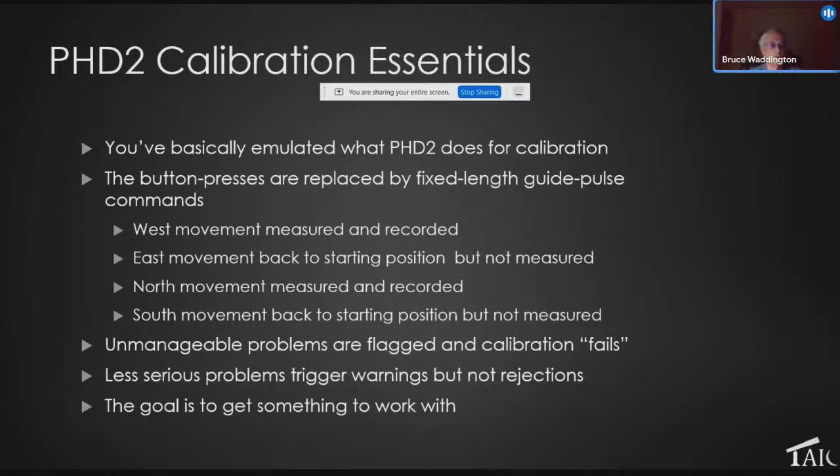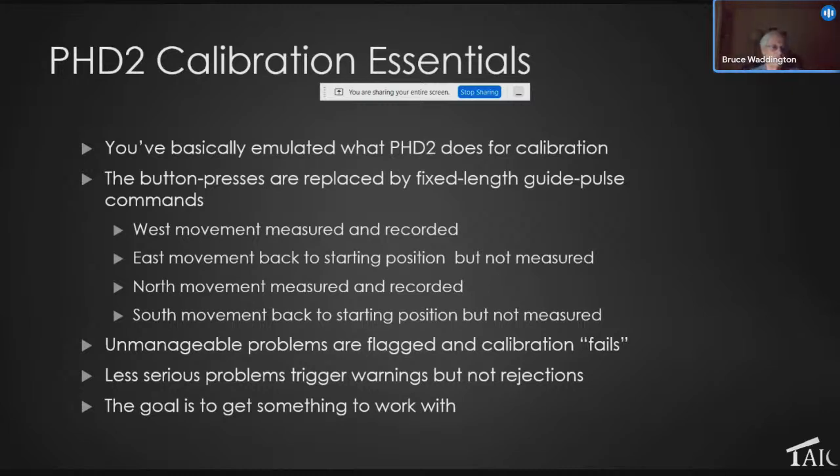PHD starts out by making west moves, and those are measured and recorded. The west moves matter, and we're looking at both direction and the rate of movement of the guide star as we send down a stream of these fixed length guide pulse commands. Now we want to move the star back to the starting position, but with PHD, we don't measure that east movement. In fact, we offer an option that's turned on by default to move the star quickly back to its approximate starting position. So you don't worry about east moves during calibration.